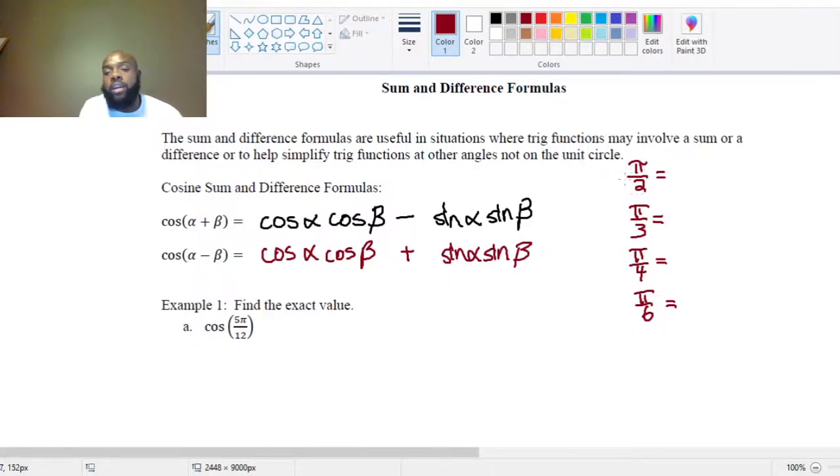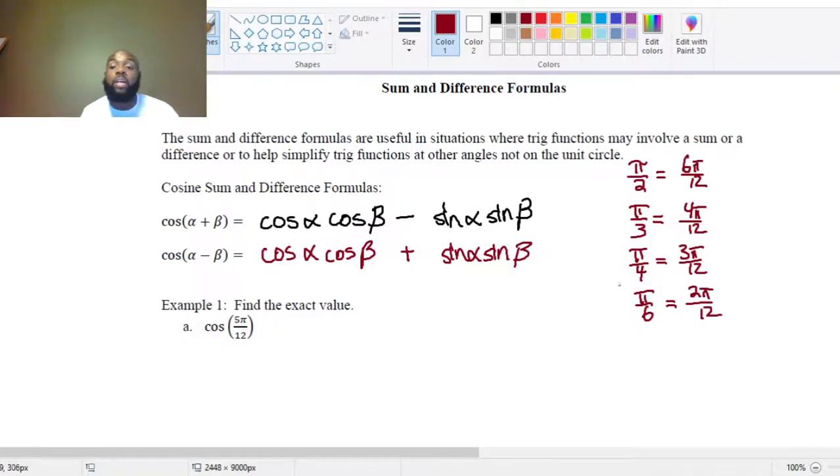What I'm going to do here is write these with a denominator of 12. That means I have to multiply the numerator and denominator of this one by 6, and I get 6 pi over 12. Multiply the numerator and denominator of this one by 4, so that's 4 pi over 12. This one would be 3 pi over 12, and this one right here would be 2 pi over 12.